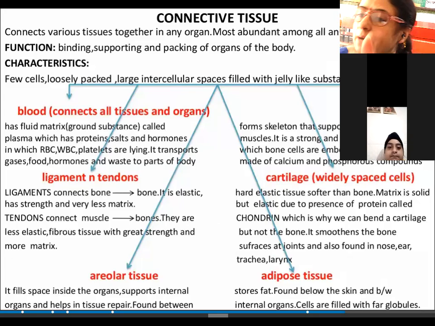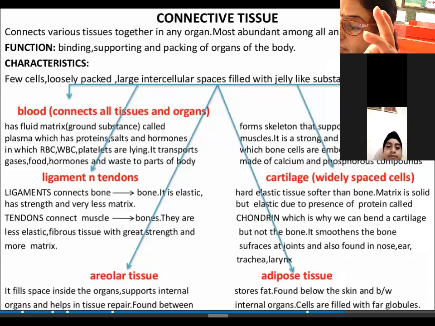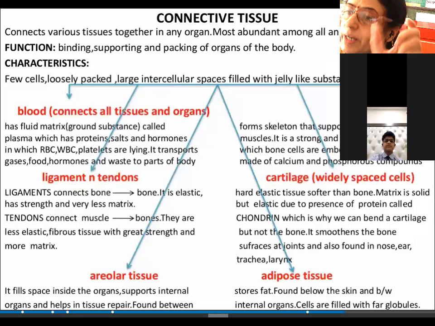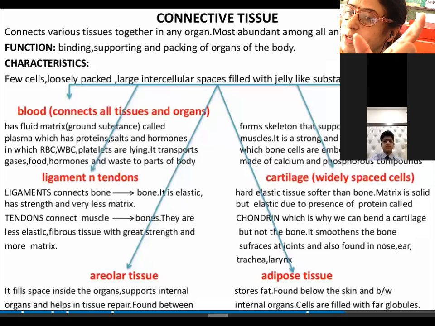If we find out what the various components of the blood are, there are 4 major components. First is plasma, second is RBC, third is WBC, and fourth is what? What is the fourth component present in the blood? Yes, platelets. The fluid part of the blood is plasma, right?